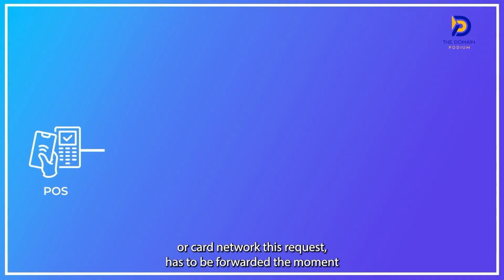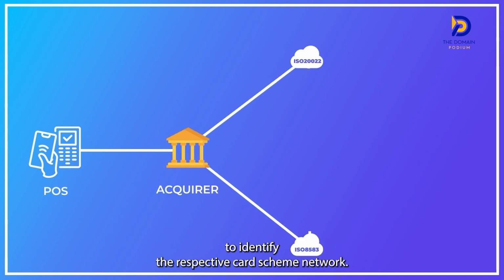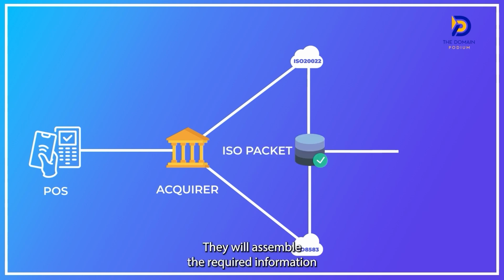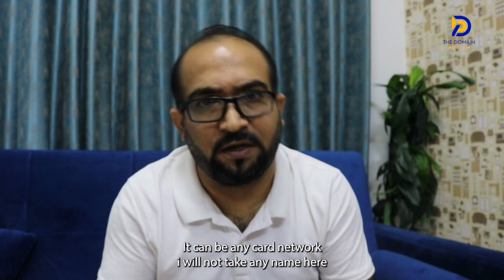The moment an acquiring partner or a bank or processor is able to identify the respective card scheme network, they will assemble the required information, follow the specification of that particular card network, create an ISO packet and send it to the card network. It can be any card network. I'll not take any name here.